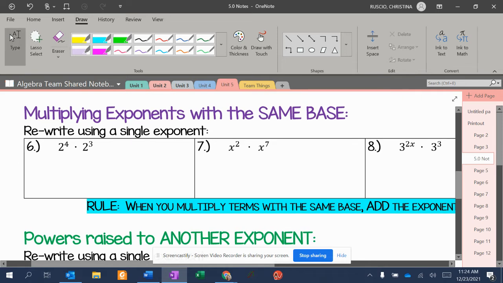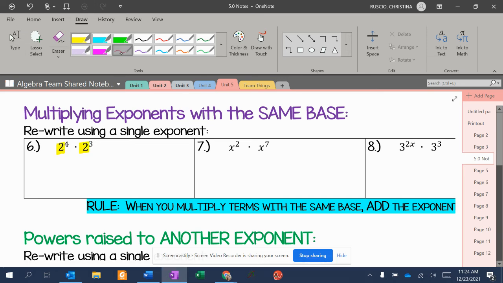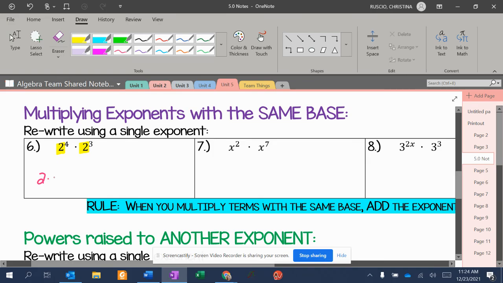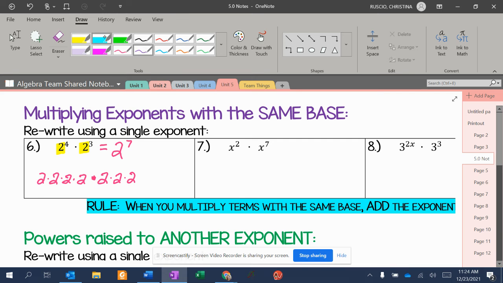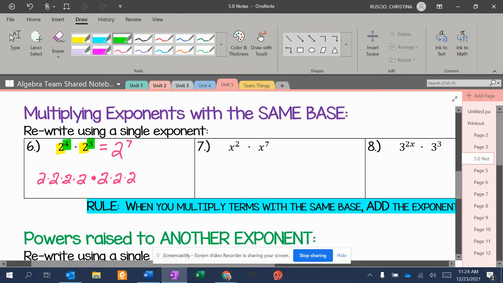All right, moving on to the next section, rewriting using a single exponent when we have the same base. So see how we have 2 to the 4th times 2 to the 3rd? Well, 2 to the 4th power is 2 times 2 times 2 times 2, times 2 to the 3rd power is 2 times 2 times 2. If we write this as a single exponent, this is really 2 to the 1, 2, 3, 4, 5, 6, 7th power. So how did we get that? What did we do between 4 and 3? We added them. You are right. 4 plus 3 is 7.